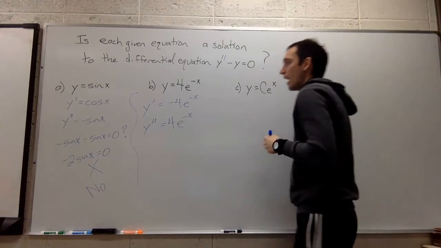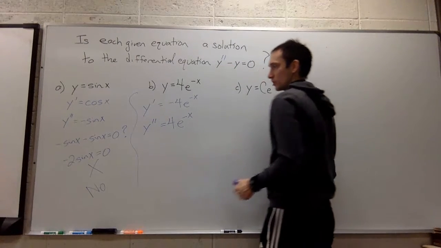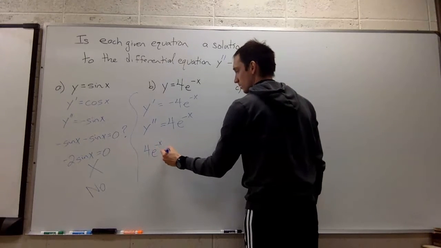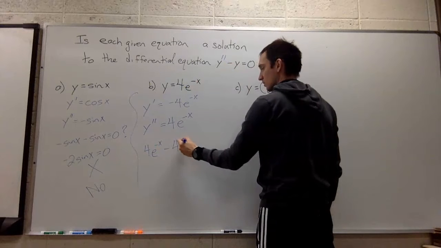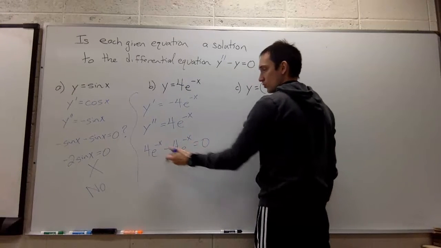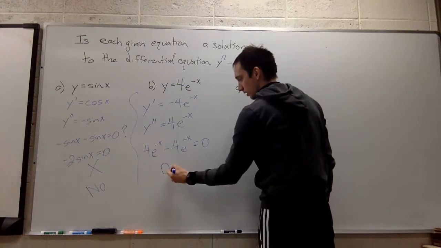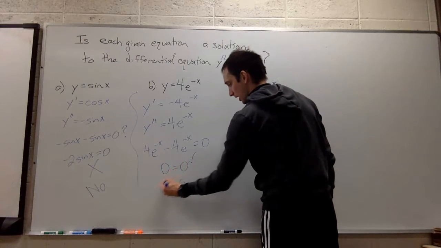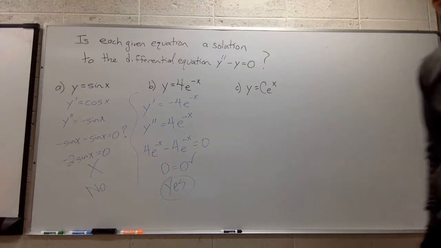And now when you put that in for y double prime in your differential equation, you say, well, y double prime is 4e to the negative x, and you're subtracting the original y, which is also 4e to the negative x. And if you have something and you subtract it from itself, you do indeed get 0 always. So yes, 4 times e to the negative x is a solution to that differential equation.